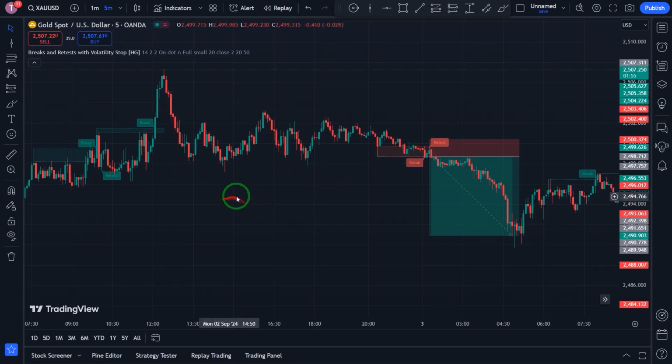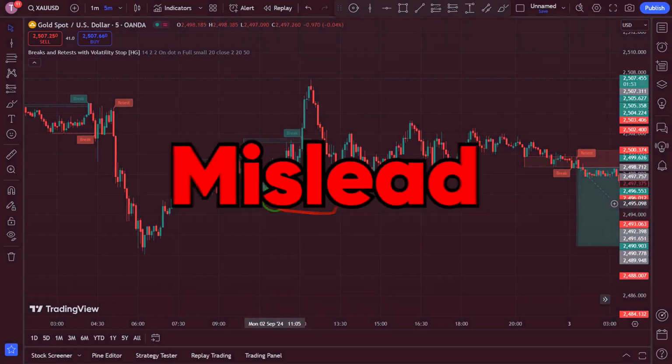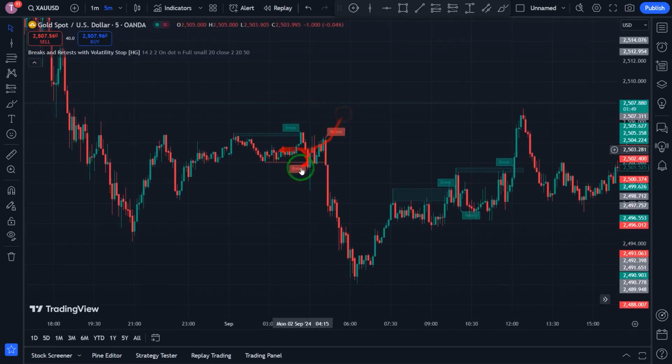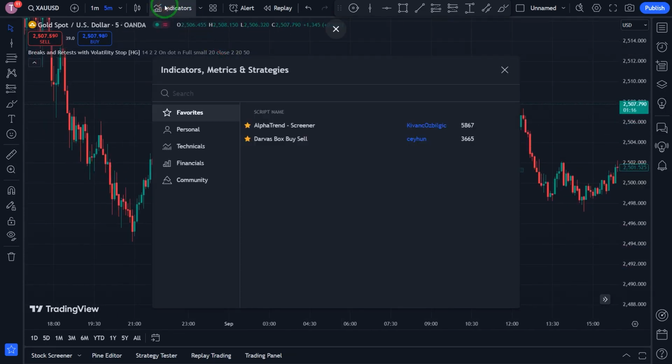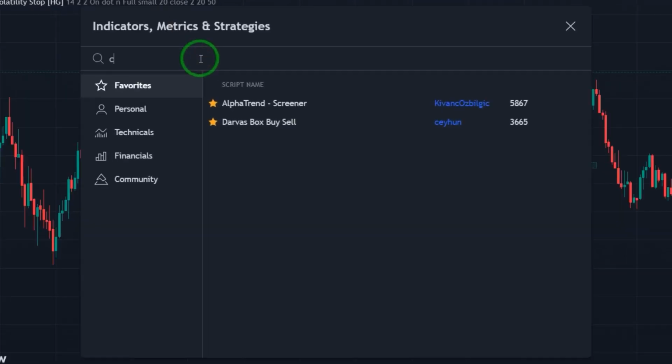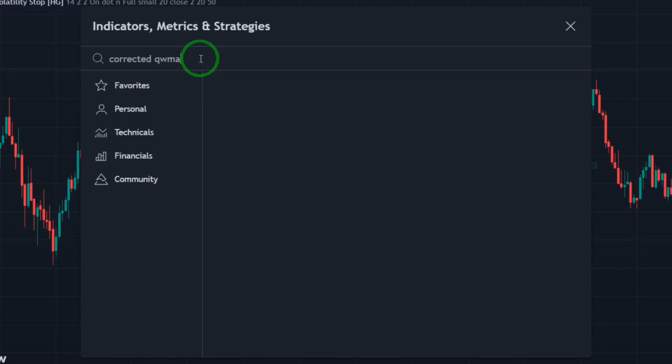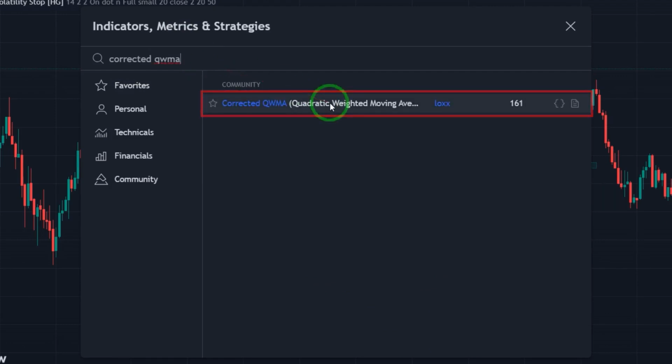Now we should remember that this indicator might also mislead us at times. Therefore, in order to reduce our mistakes, we should add a second indicator to our chart. To do this, we go to the Indicators tab and type corrected QWMA. When we find it, we click on it to add it to our chart.